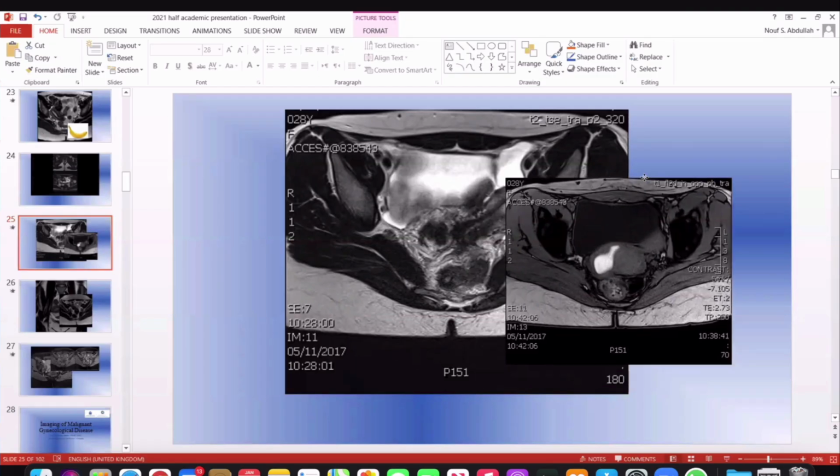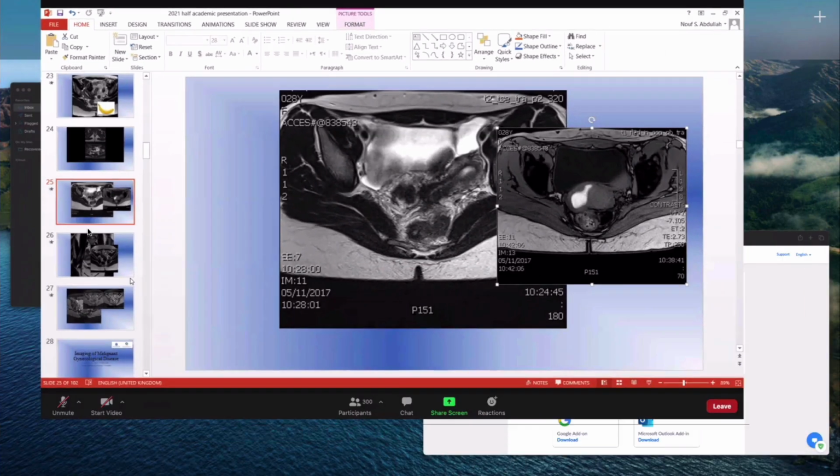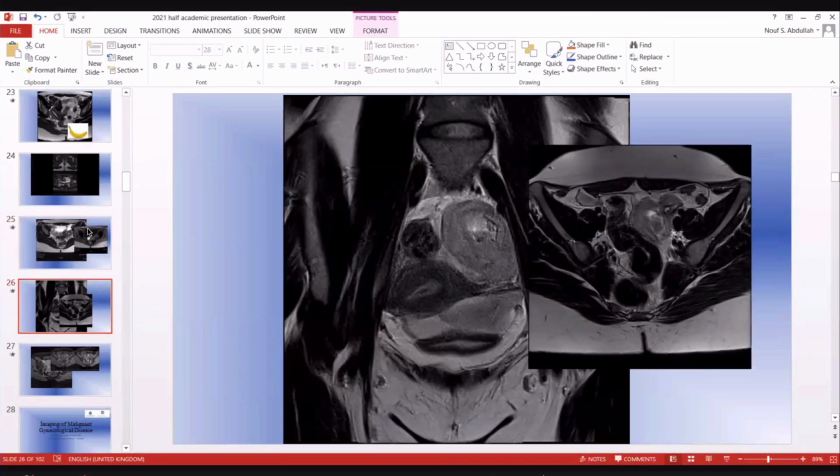So there is no definite communication between this endometrial cavity and this one. So you're dealing with a unicornuate uterus with a rudimentary horn with functional endometrium. However, it is non-communicating. So this would be your conclusion.